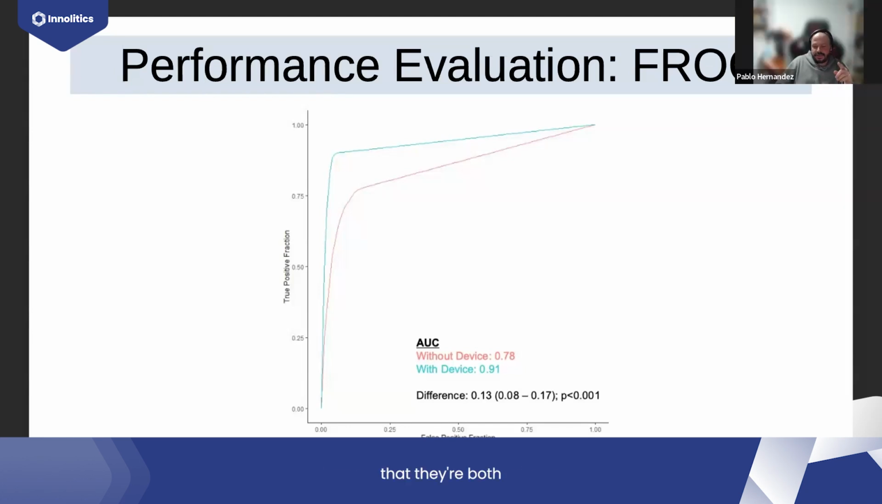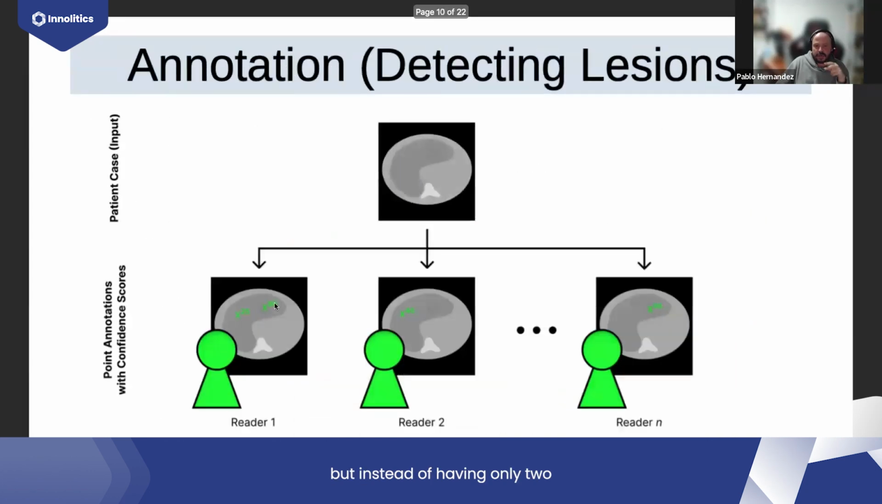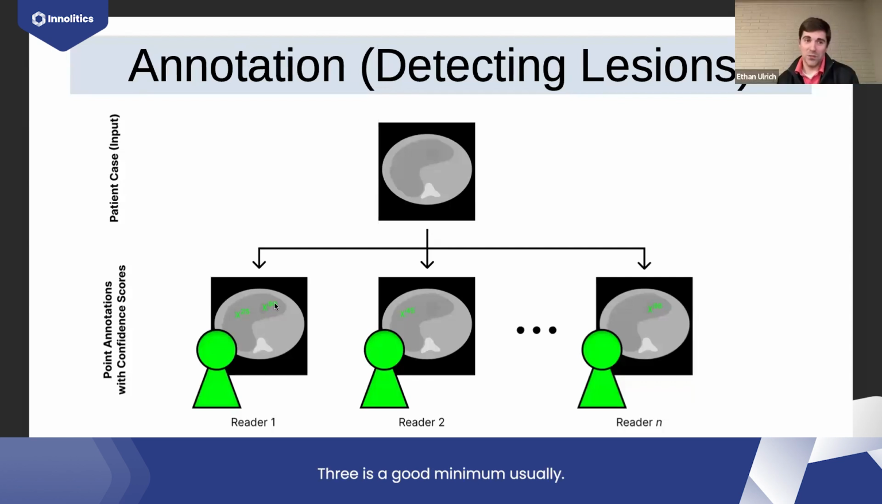And one hack that pops into my mind: instead of having 3 reviewers, 3 kind of expensive radiologists, can you have 2 per case? But instead of having only 2 radiologists, having a pool of 200 radiologists, that kind of reduces some kind of bias, because you're putting more people there, but you're paying less radiology hours. So is 3 a magic number for FDA, or is 3 a good minimum usually?